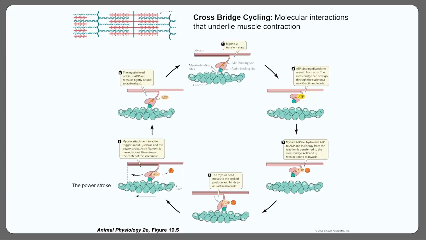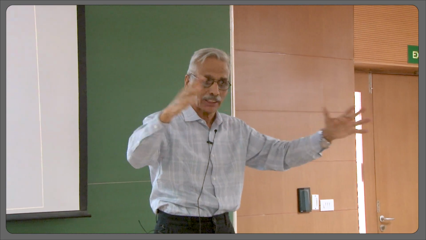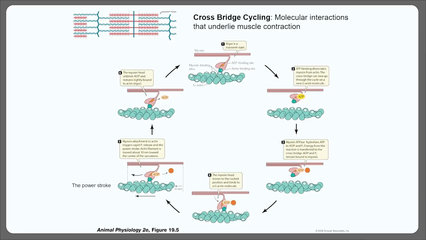And this is how we say that the cross bridge. So this is one, and on every cell there are thousands of cross bridges, thousands of actin molecules, and all put together they will generate the force, which is nothing but the contraction of the muscle.